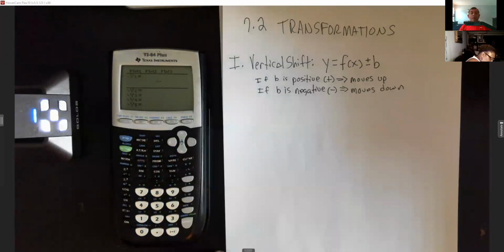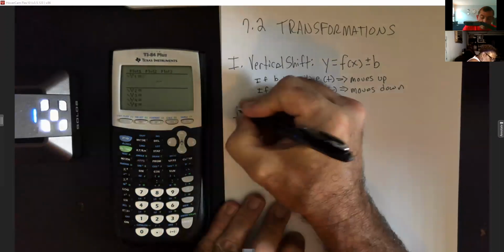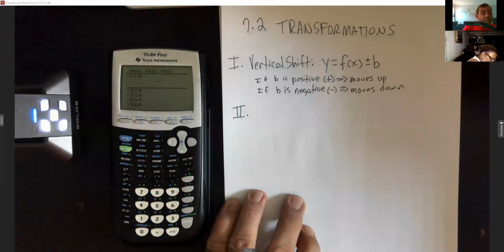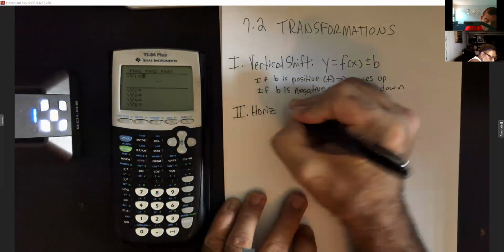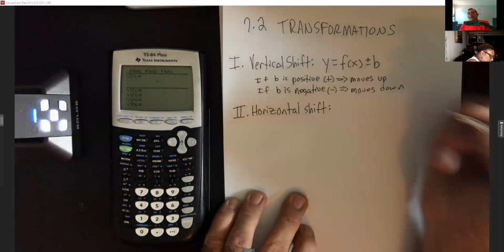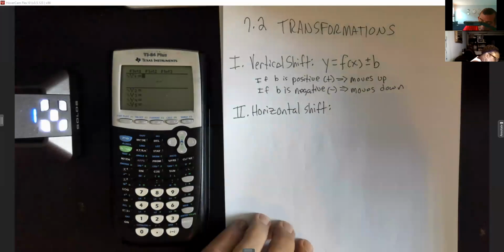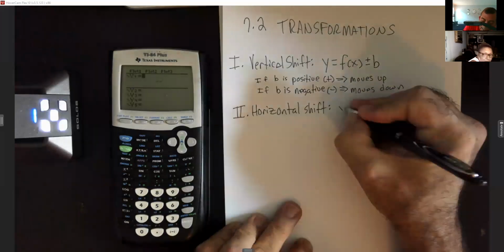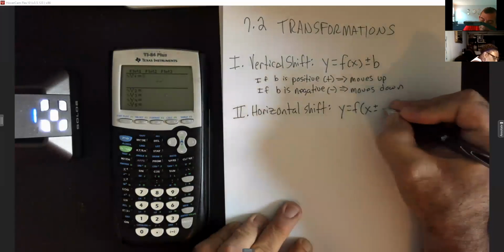So clear that. All right, second move. The second move we'll do is a horizontal shift. So to do a horizontal shift, you're attacking the x's. So it'll be y equals f of x plus or minus a.